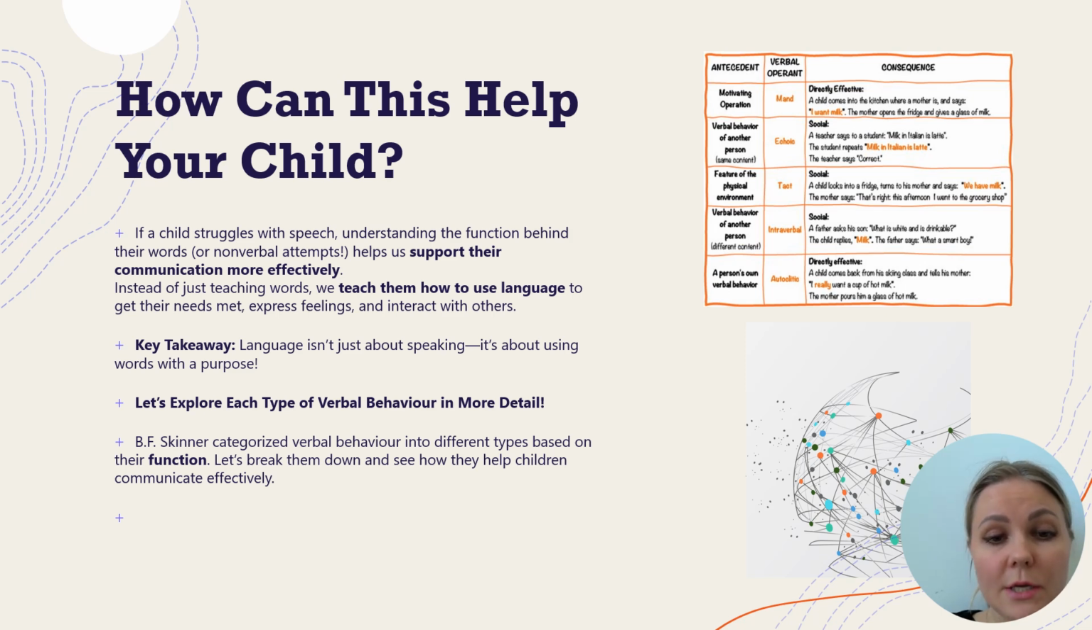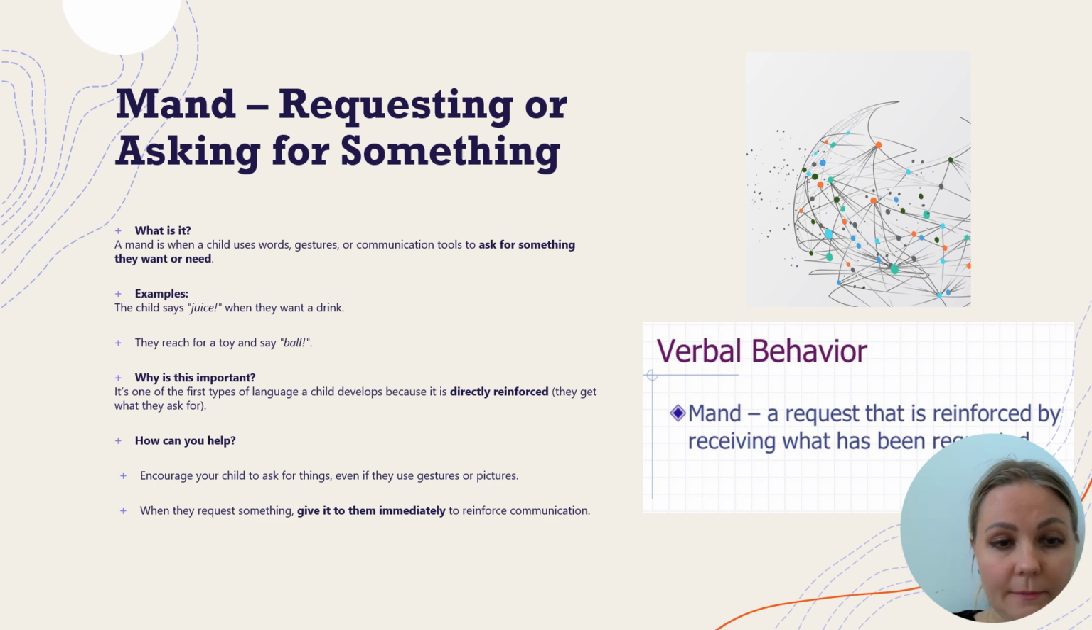Let's explore each type of verbal behavior in more detail. Skinner categorized verbal behavior into different types based on their function. So let's break them down and see how they help children communicate effectively. So, mand. This is our first one: requesting or asking for something.